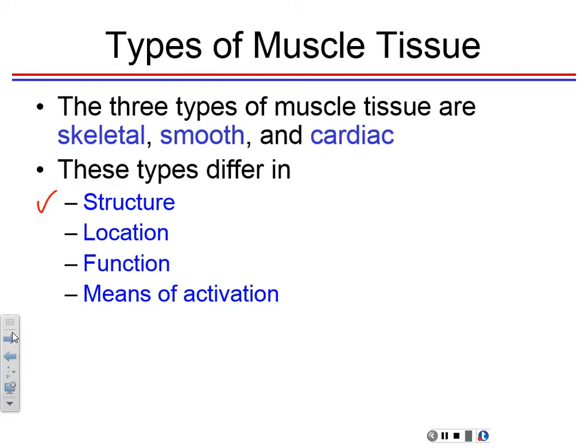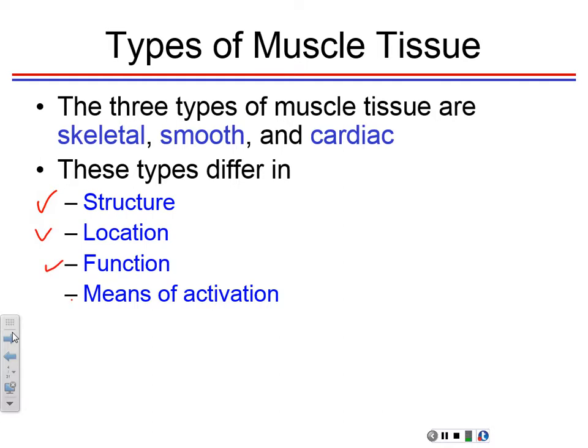Location. We just talked about skeletal muscle. It's located where? On the skeleton, right? And cardiac muscle is only found in the heart. And then of course smooth muscle, where is it found? Digestive organs and blood vessels, right?